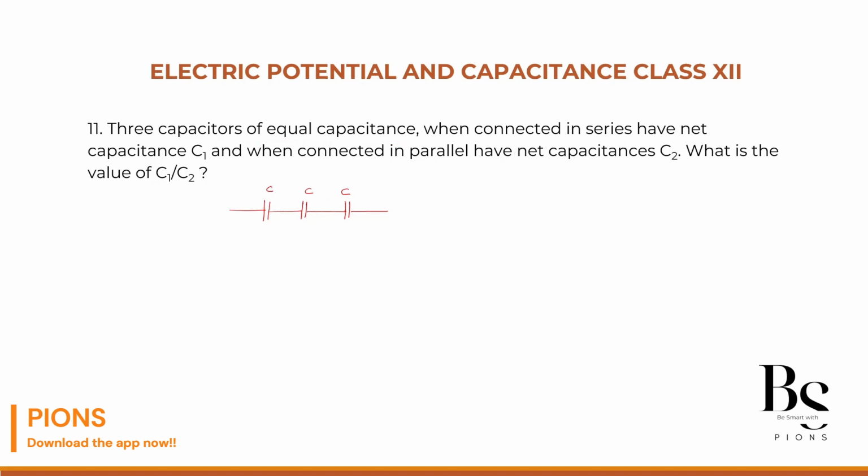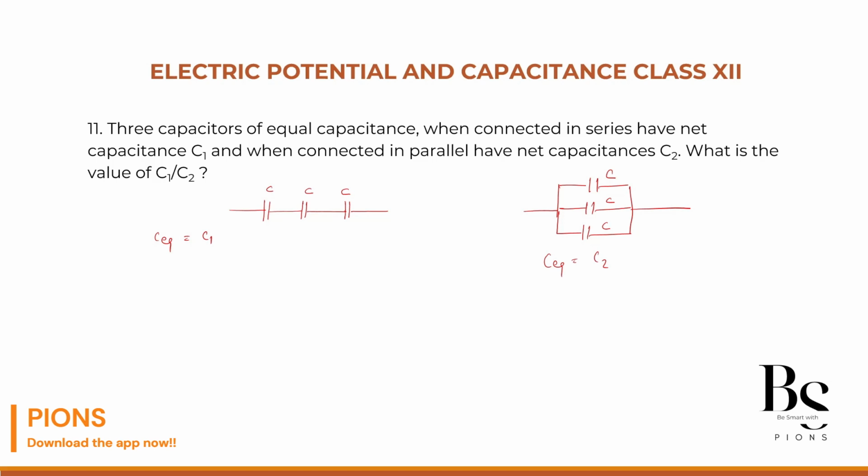Okay. So, C equivalent in this case will be C1. When connected in parallel, let me write here parallel. Let's draw it to make it much more simple. And here C, C, C. The net capacitance is C2. What is the value of C1 is to C2?